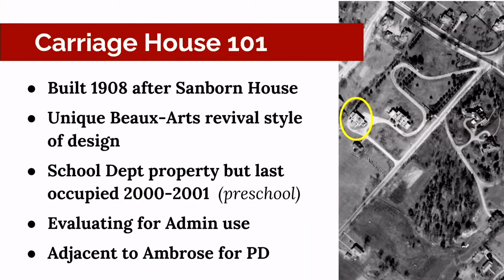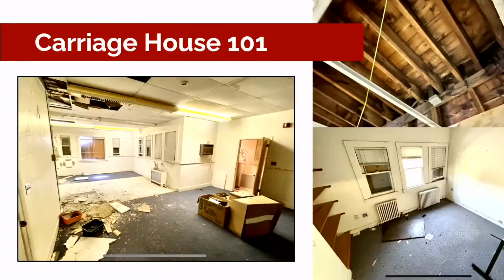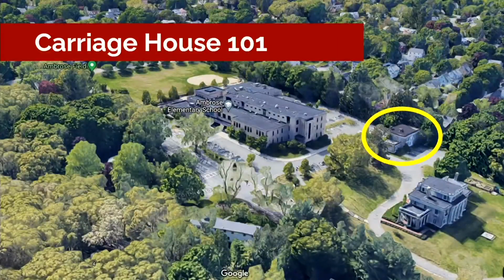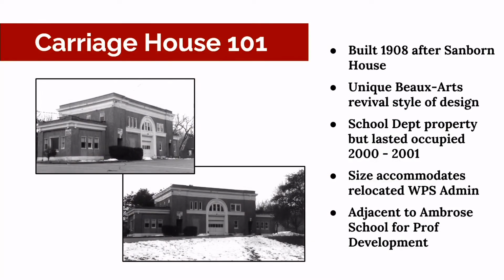Built in 1908 along with the main Sanborn House, the Carriage House was, as it is today, school department property under the control of the school committee. This historic building had many years prior been gutted of all historic fixtures, furnishings, hardware, and so on, and was last used as a preschool in the early 2000s. The building had some appeal to the school department, given its adjacency to Ambrose and the opportunity to run professional development on non-school PD days. However, in 2012, with such explosive enrollment growth, the district needed to find a home for central office quickly. A Carriage House solution would require more discussion, study, and of course, funding.